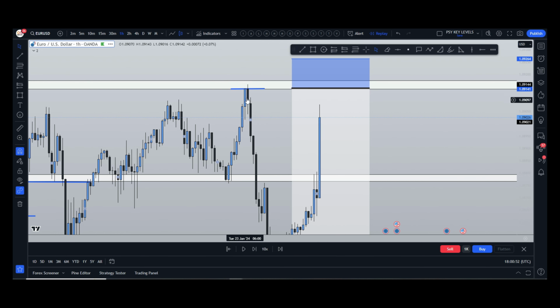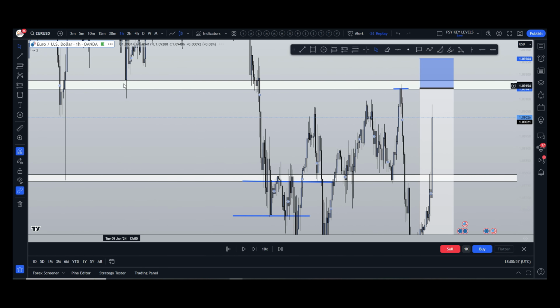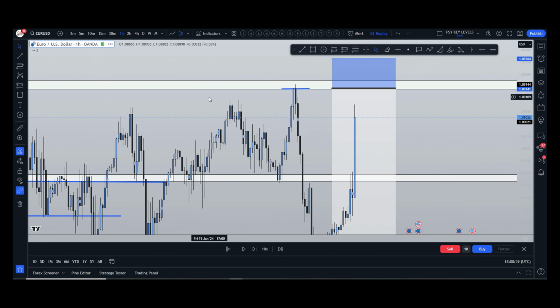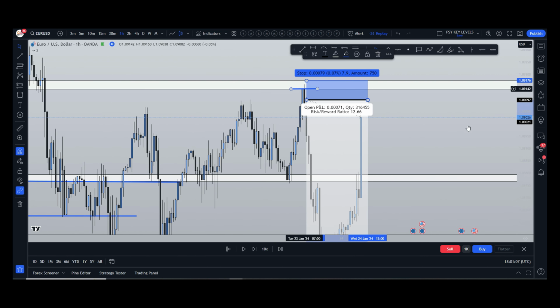Equal high. The previous candle loses value. Number 2, it's happened in a 4-hour respected key zone area. Wait for the retracement above this candle here. You let the candlestick form.